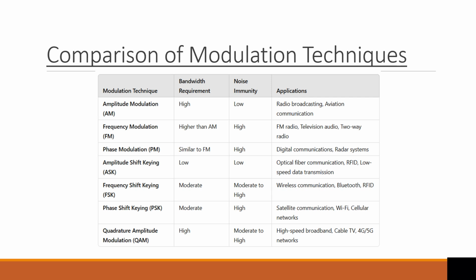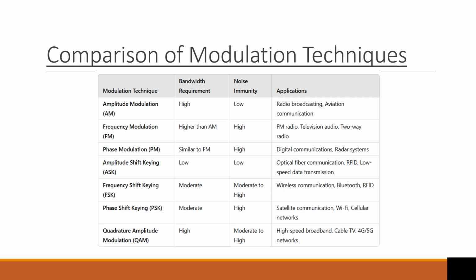In frequency modulation, FM, bandwidth requirement is higher than AM, noise immunity is high. It is used in FM radio, television audio, two-way radio. In phase modulation, PM, bandwidth requirement is similar to FM, noise immunity is high. It is used in digital communications and radar systems.